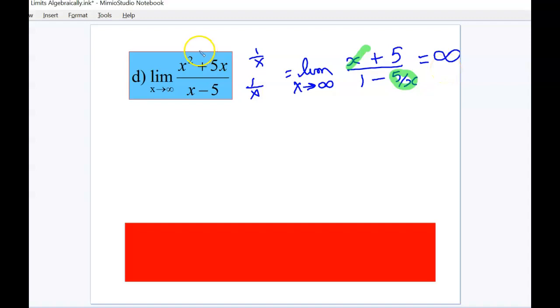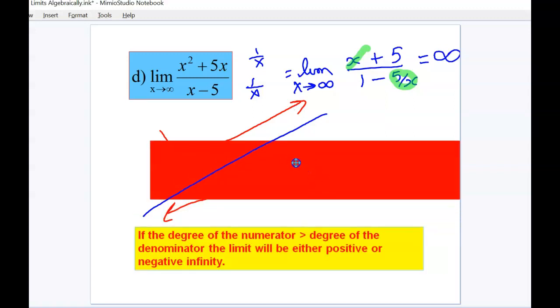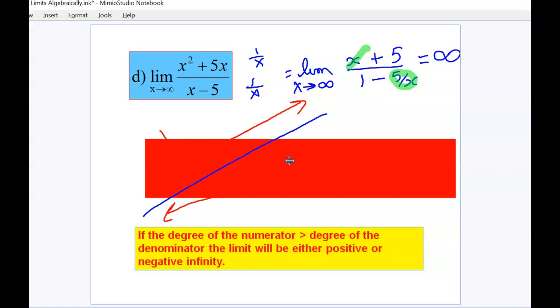And if the degree of the top is bigger than the degree of the bottom by 1, I'm actually going to have an oblique asymptote. So I'm going to have an asymptote that's going to be at an angle, and my graph would be going off up like this or down like this towards the asymptote as it goes to infinity or negative infinity. So the rule is right there. The degree of the numerator is greater than the degree of the denominator. The limit will either be positive or negative infinity. And again, if you graph this equation on Desmos, you'll see a nice relationship of what the oblique asymptote would look like.